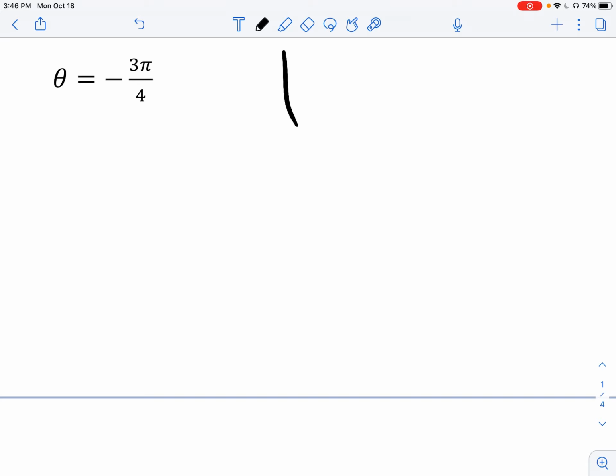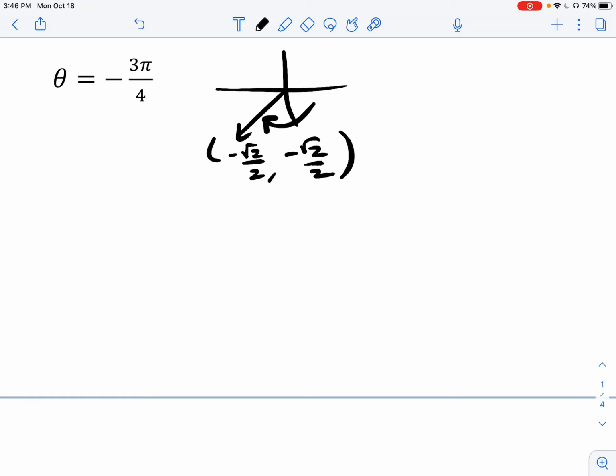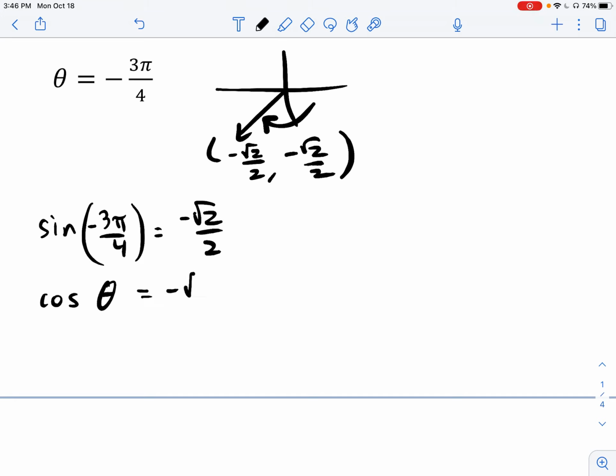Well, negative 3 pi over 4 would be this angle here. If we access our unit circle, we see that that's negative root 2 over 2, negative root 2 over 2. Then sine of negative 3 pi over 4, well, that is just going to be equal to our y value, negative root 2 over 2. I'm just going to say theta from here on out since I know what theta is. Cosine is also negative root 2 over 2. Tangent of theta would be my y value over my x value, so that's just going to be positive 1.